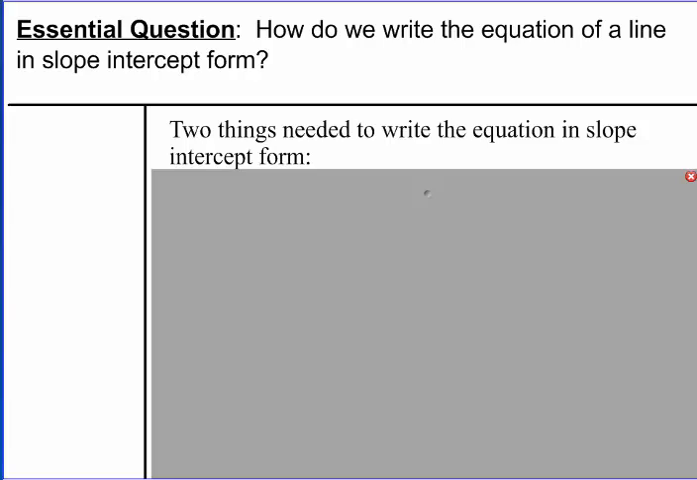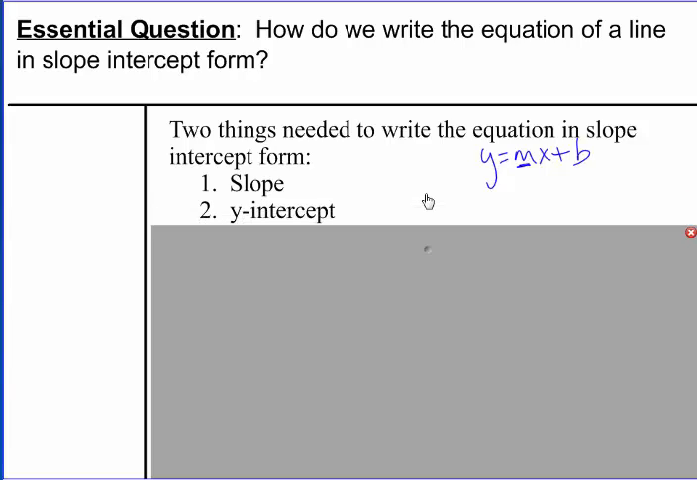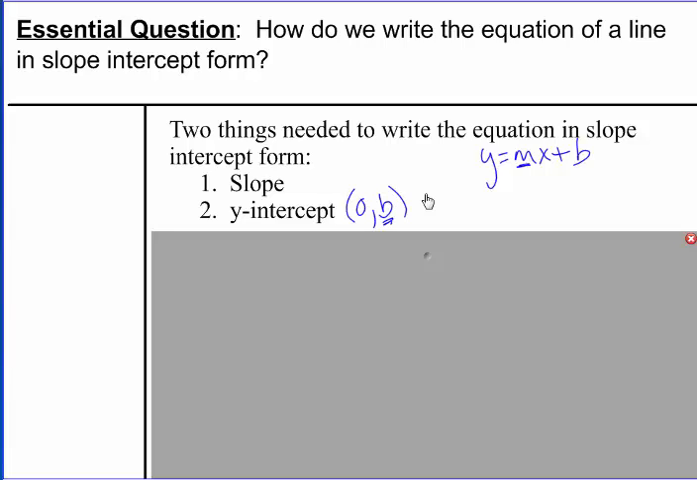Okay, today's essential question: how do we write the equation of a line in slope-intercept form? There are two things needed to write the equation in slope-intercept form. First thing we need is the slope, of course. If you recall from the previous lesson, slope-intercept form is y equals mx plus b. So the slope is one thing we need right there, and we need the y-intercept. Then we use the y value of the y-intercept to plug into our equation.